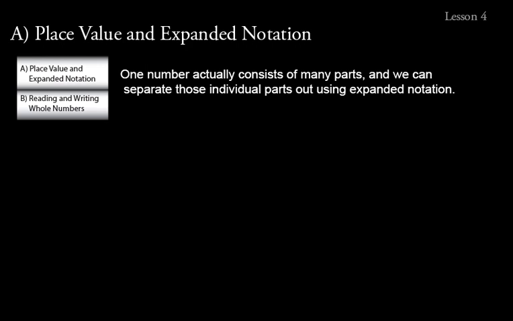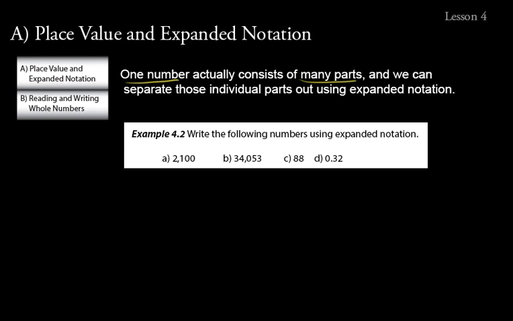So remember, in lesson 1 we talked about unity and diversity. That's an attribute of God. It's the idea that one thing can be many things, and that's true. And when applied to numbers, one number actually consists of many parts. We can separate those individual parts using expanded notation. So let's take a look at another example here.